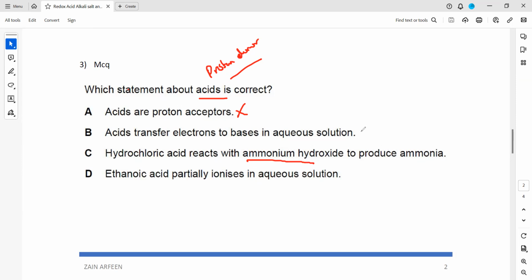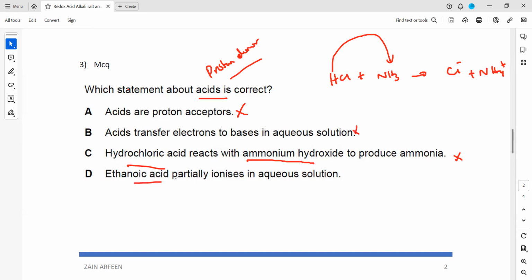This is a characteristic of bases. When a base reacts with an ammonium ion or ammonium salt, that will release ammonia, not the acid. And acid transfers electrons to base in aqueous solution? Acids are proton donors, so they give protons. Like if we write HCl and we have NH3, what will happen? The proton will be transferred. It will become Cl minus plus NH4 plus.